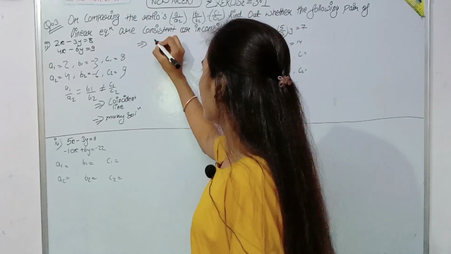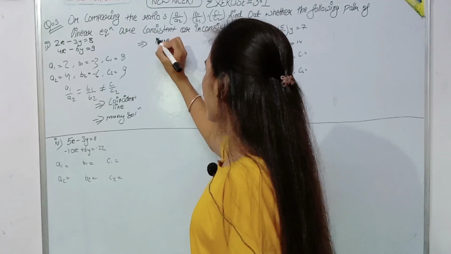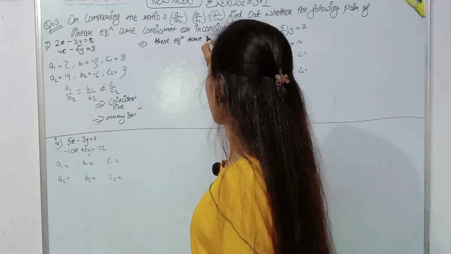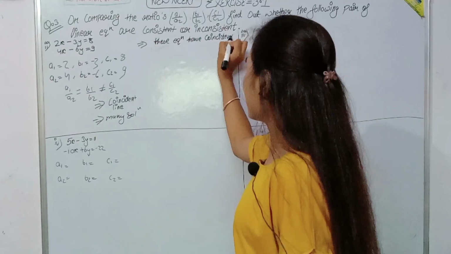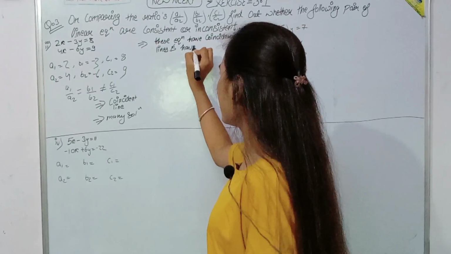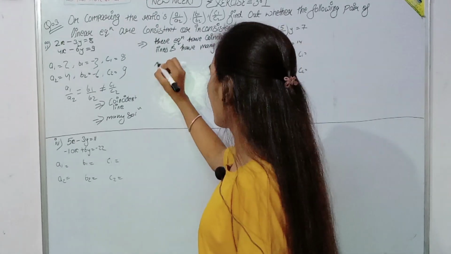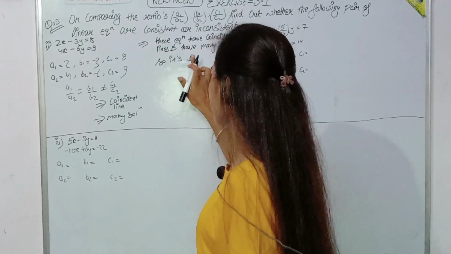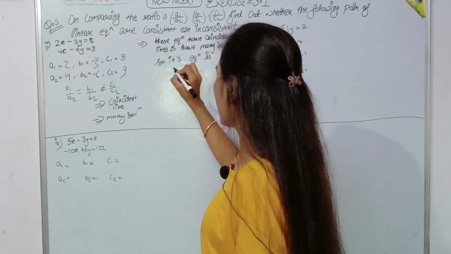Here we can write these equations have coincident lines and have many solutions. So the linear equation is consistent.